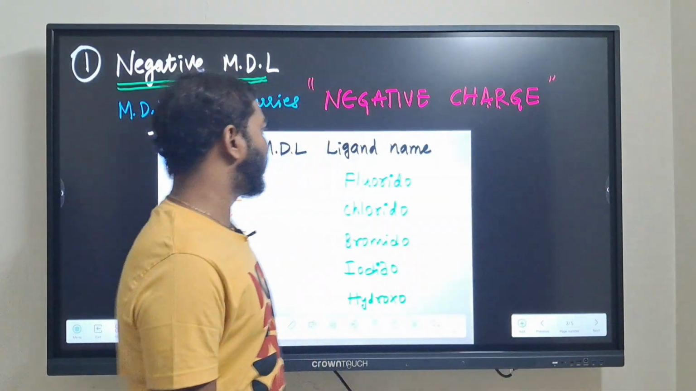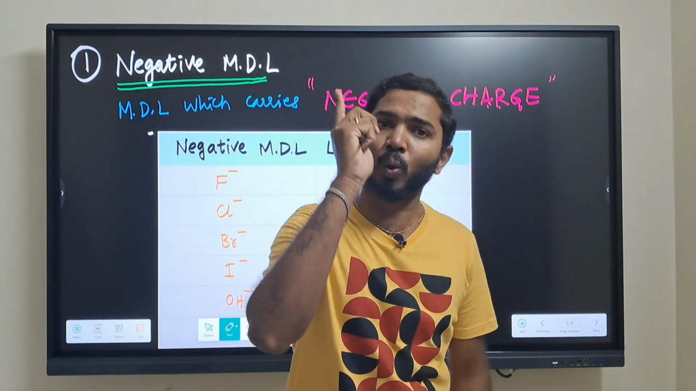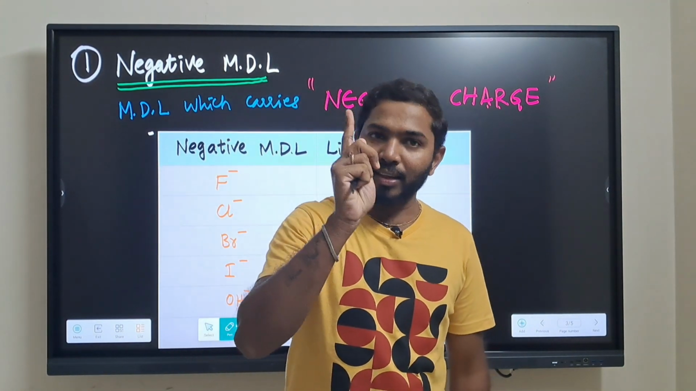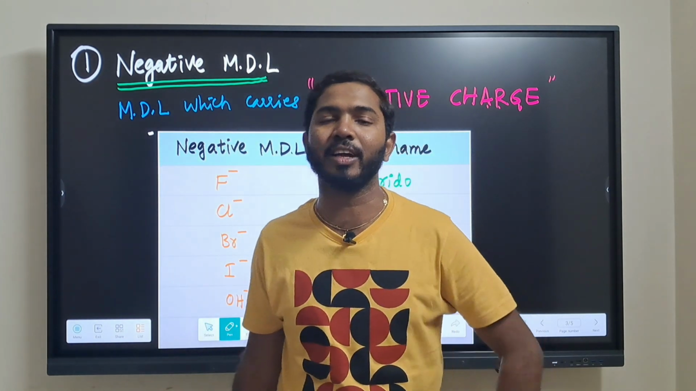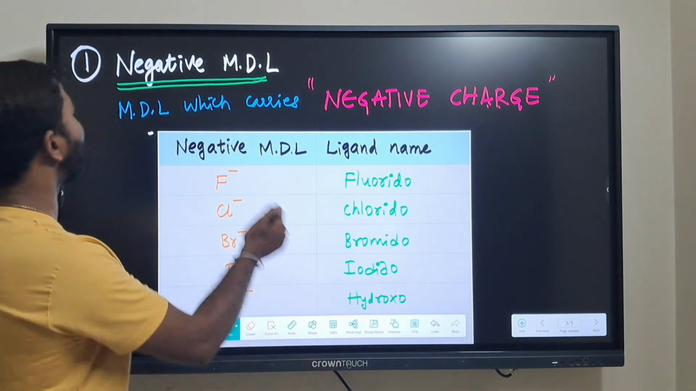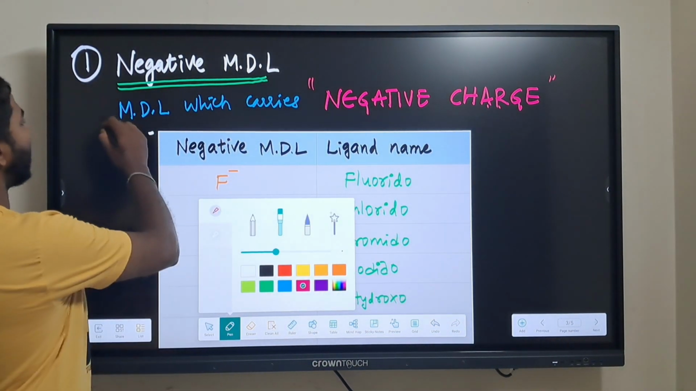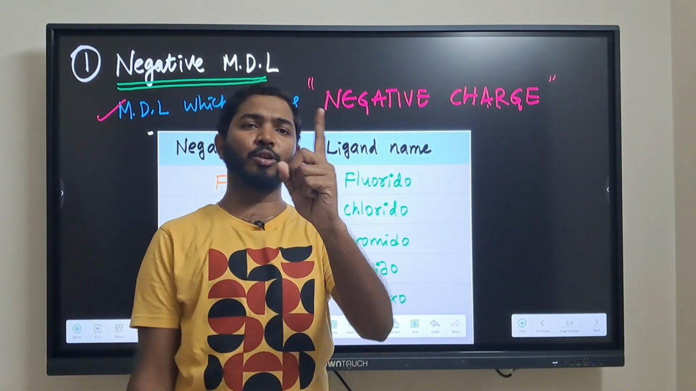Let's see what negative monodentate ligands are. They are going to form one dative bond, and the ligands are going to carry a negative charge on them. Such type of ligands are called negative monodentate ligands. Just try to understand: the monodentate ligands which carry negative charge are going to form one dative bond.